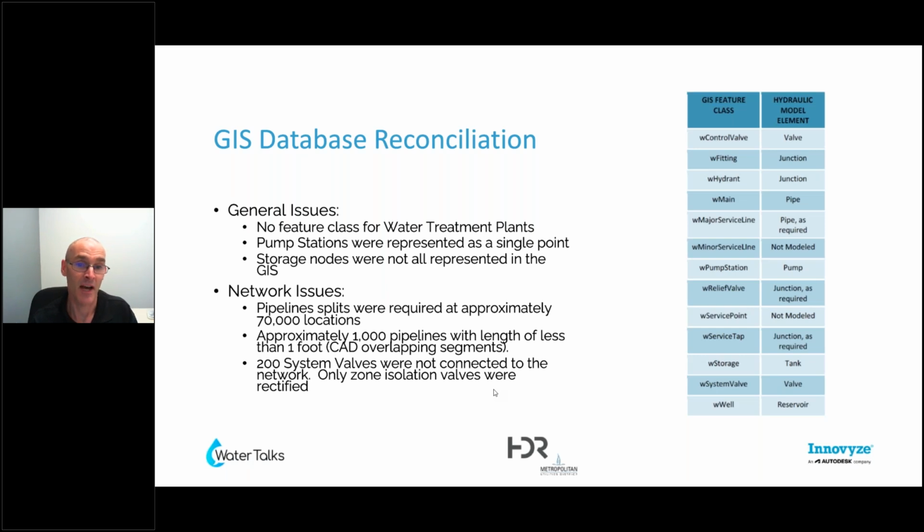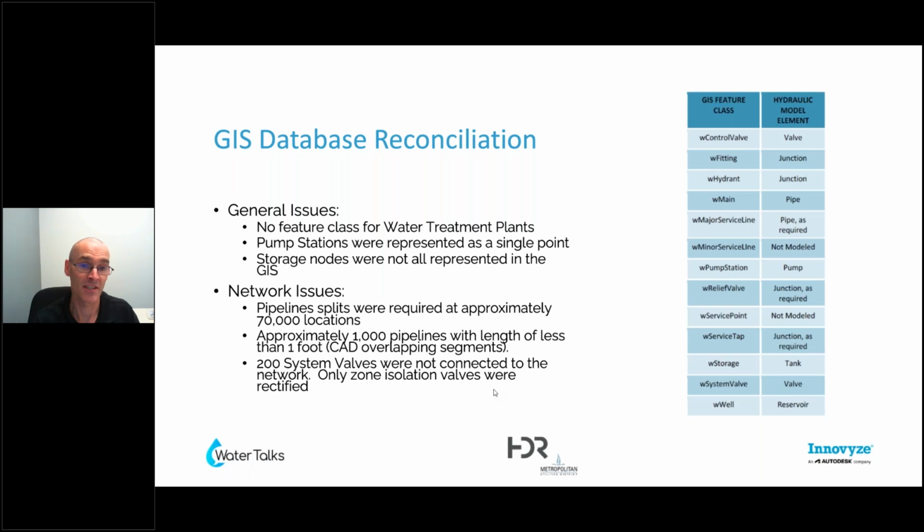There were about 1,000 pipelines, just because of the way the CAD was converted, with lengths of less than a foot. Sometimes we're talking about inches, like 1/10 of a foot or 1/2 of a foot, with overlapping segments. They called these drawbacks. So we had a lot of those.